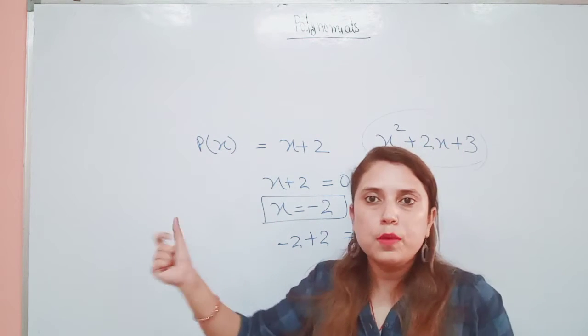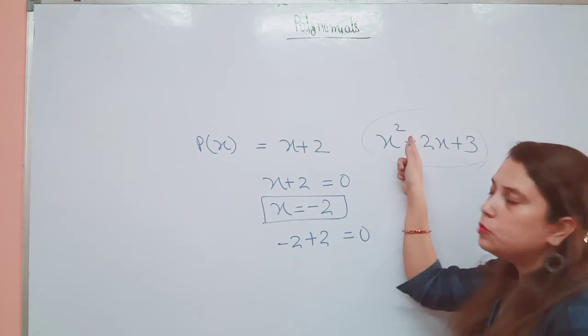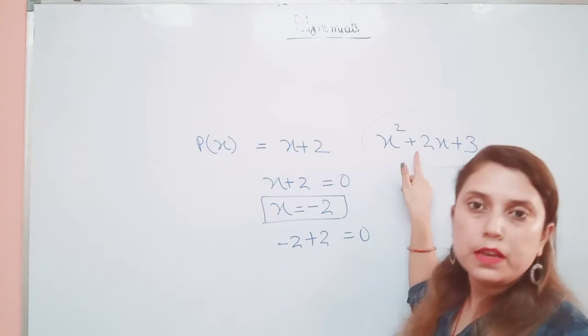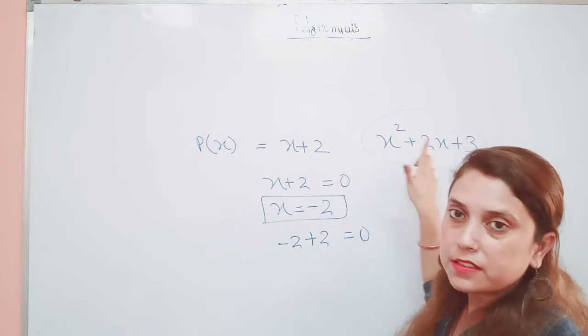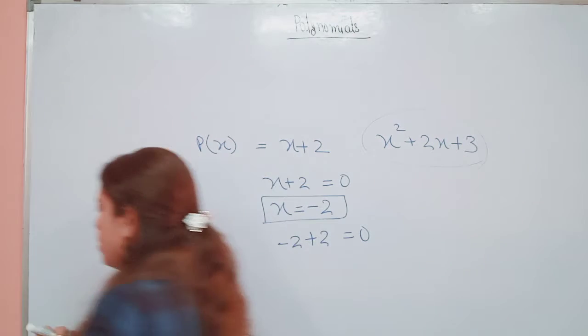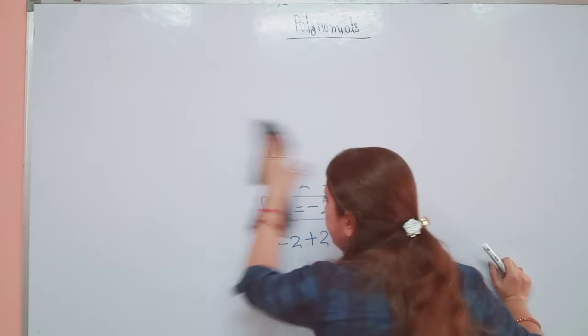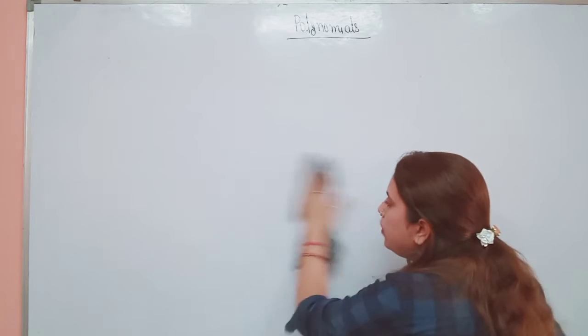After that, how many factors of this polynomial? 2, because the highest degree of this polynomial is 2. So how many factors? 2. Now, how many types of polynomials? How to identify whether a given polynomial is linear, quadratic or cubic?